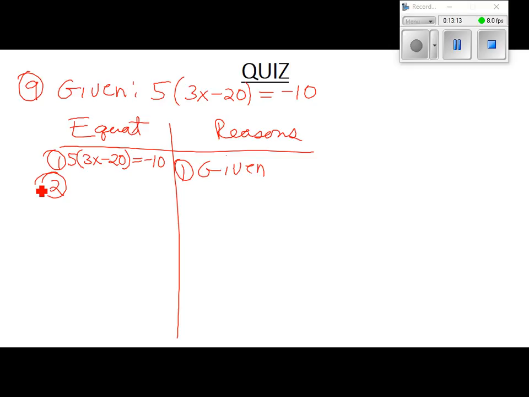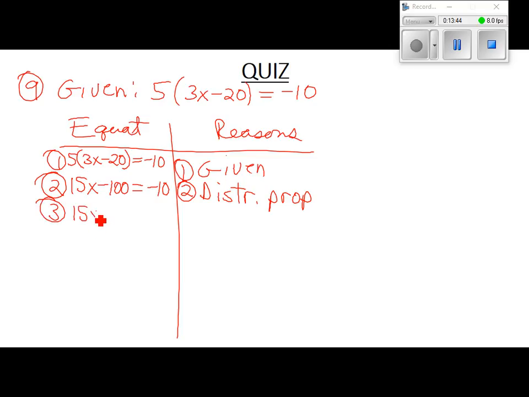What's this tell us? What do we do? Or what do we have? Minus 100. Negative 10. What's our reason? Distributive property. And you could put of equality on that if you want. Distributive property doesn't really have to have the of equality because you're not doing it to both sides. What's number 3 going to say?